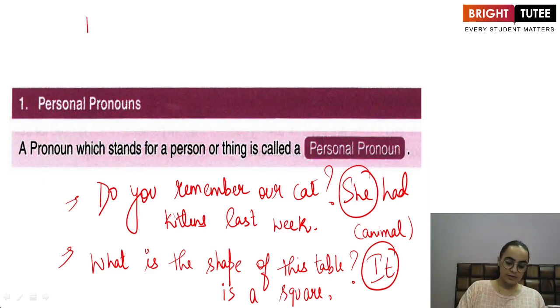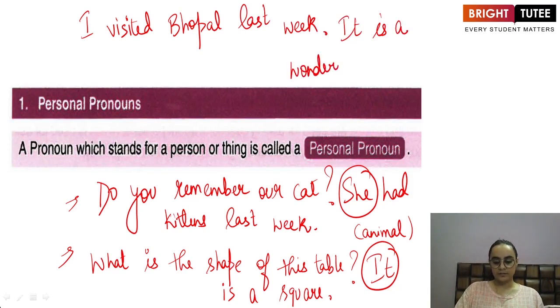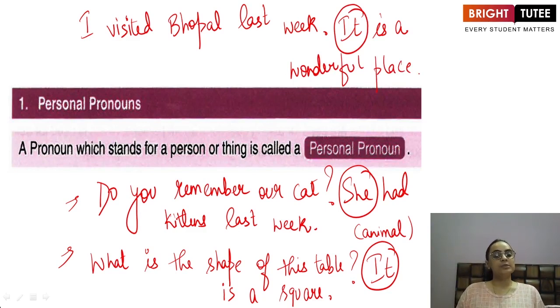If I give you another example, I visited Bhopal last week. It is a wonderful place. Here I have used the personal pronoun it to talk about a place. So basically we use the personal pronouns whenever we have to talk about a person, about a place, about a thing, about an animal.